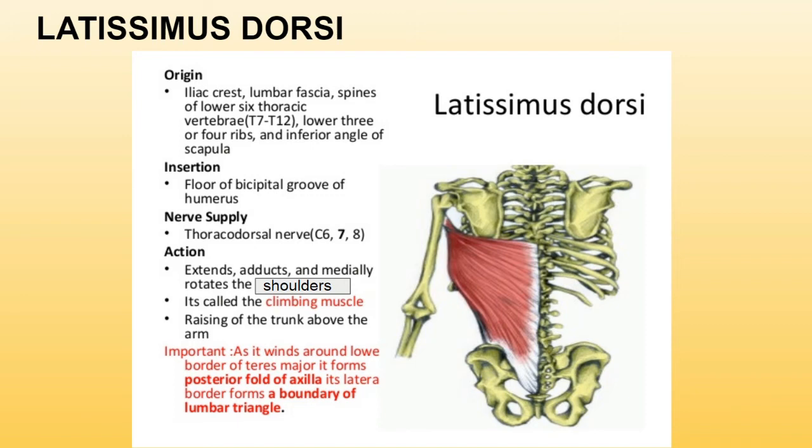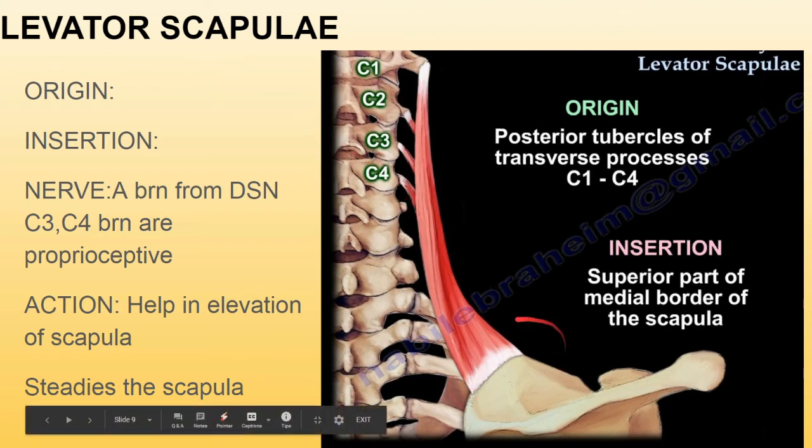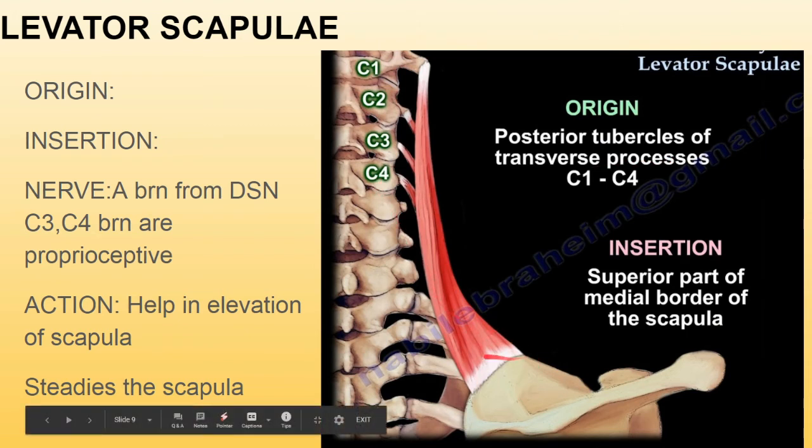We'll discuss this at the end of this video. Now the levator scapulae muscle, as the name says, will elevate the scapula. As you can see over here, it is mainly attached to the scapula and also the vertebral column. Its origin is mainly from the posterior tubercle of the transverse process of C1 to C4, and insertion is at the superior angle and the upper part of the medial border of the scapula.